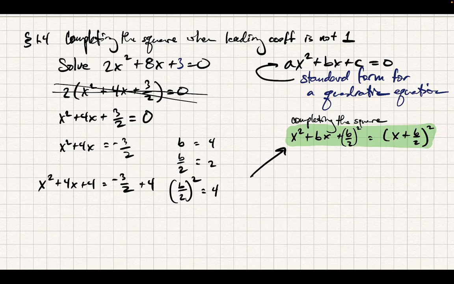All right, so let's complete the square on the left side. What do I get, Cormac? X plus b over 2 squared. So that's x plus 2 squared. Right, this 2 here. Squared equals. It's negative 3 over 2 plus 8 over 2, 5 over 2.